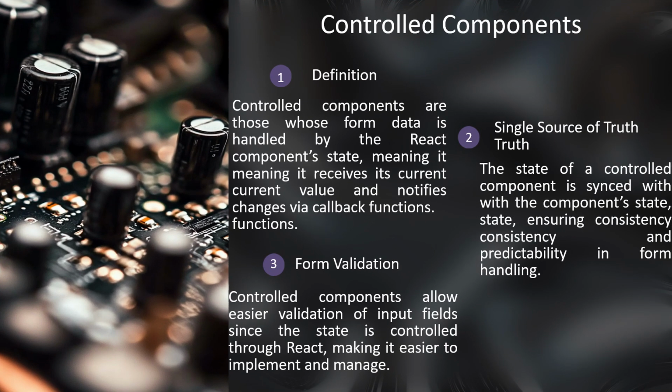Controlled components definition. Controlled components are form elements whose data is managed by the component state in React, with values set through state and updates handled via callbacks. Form validation: controlled components simplify input validation because React manages the state, making implementation and control more straightforward. Single source of truth: a controlled component's state is aligned with the component state, ensuring consistent and predictable form behavior.